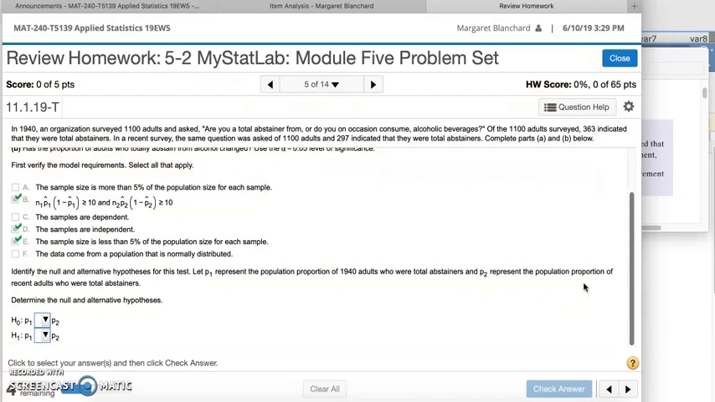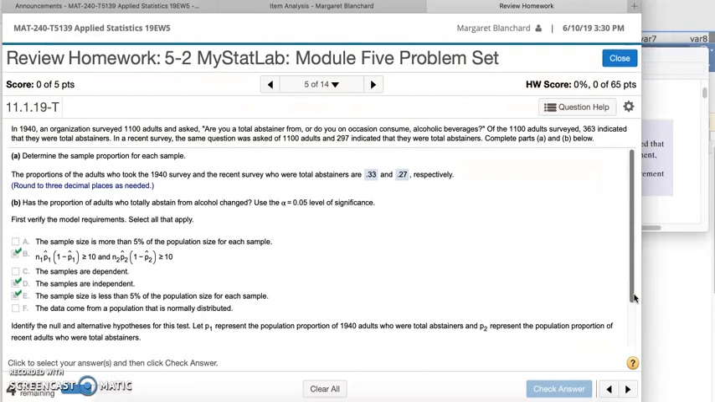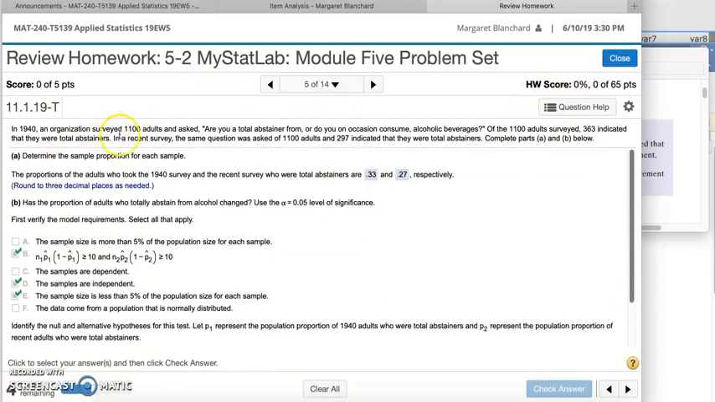First, one of the things I mentioned in the lesson, and that's mentioned in the book and the webinars, is that your null hypothesis is always that P1 is equal to P2. That's always the case, so we can knock that off real quick. So let's go back to our problem to figure out what we're trying to prove, what hypothesis we're trying to show. It says here: has the proportion of adults who totally abstain from alcohol changed?